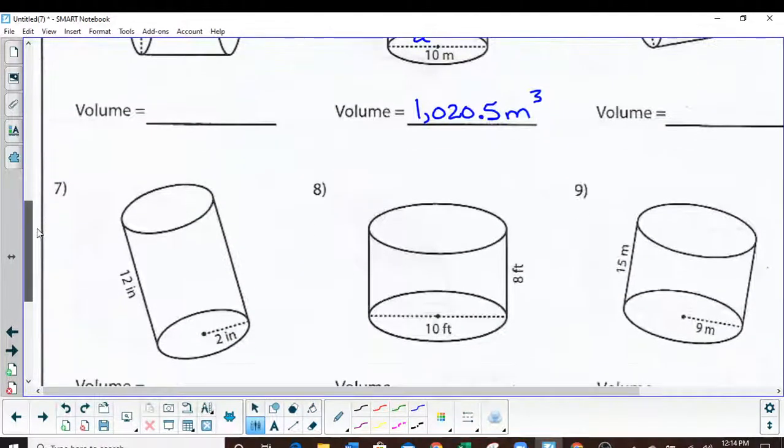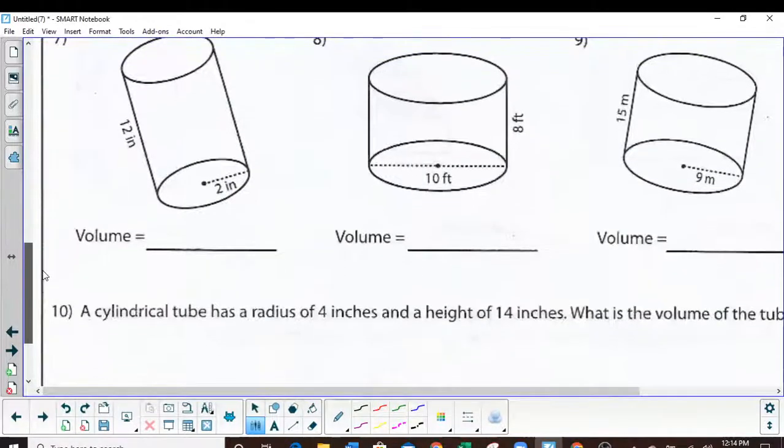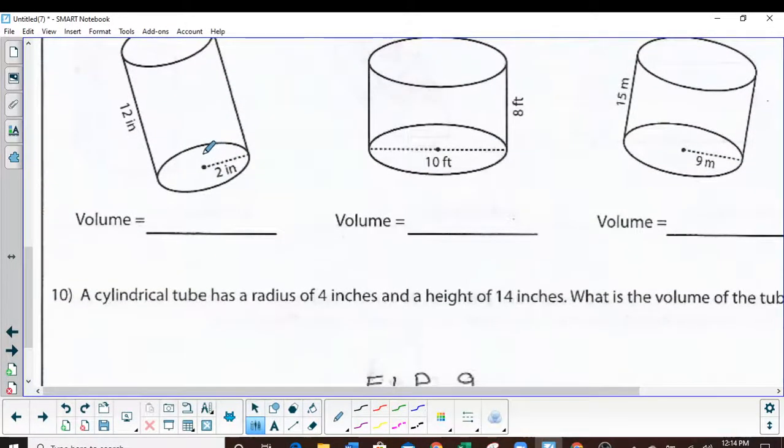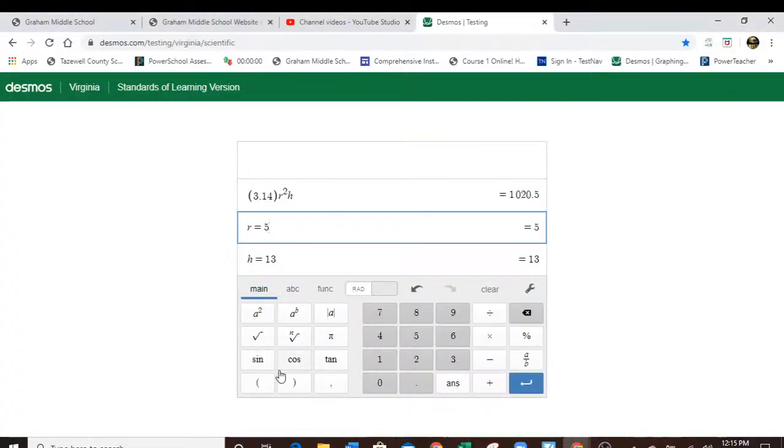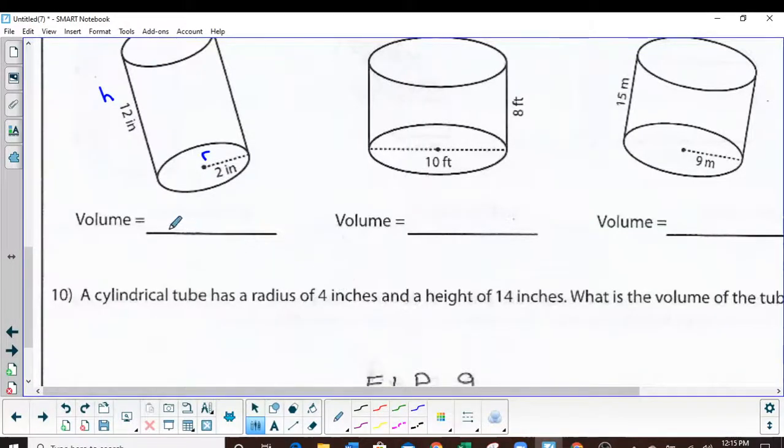Okay, all right, I'm going to number 7. Looking at it, oh, we finally have a radius, so we don't have to change it. We can leave it just like it is, and there's our height. So we're ready to drop that into Desmos. Radius of 2, height of 12, 150.72. 150.72 inches cubed, because it's volume.